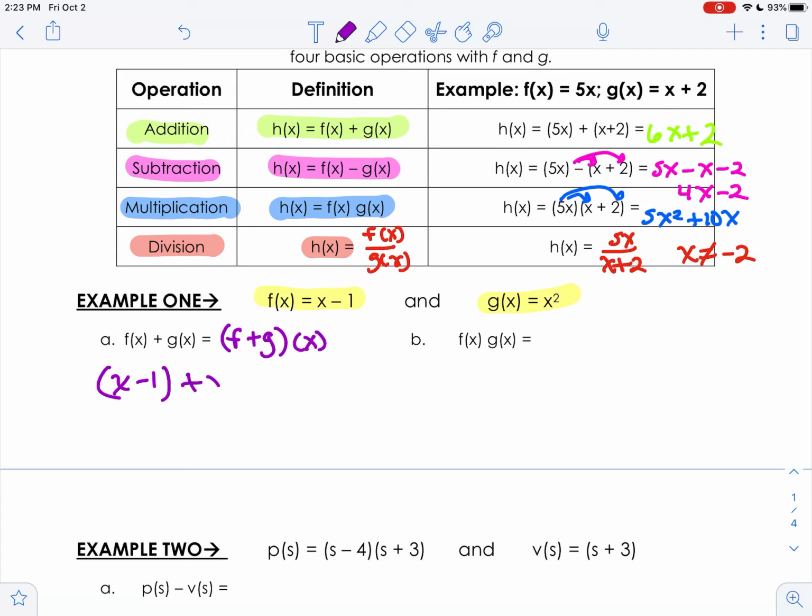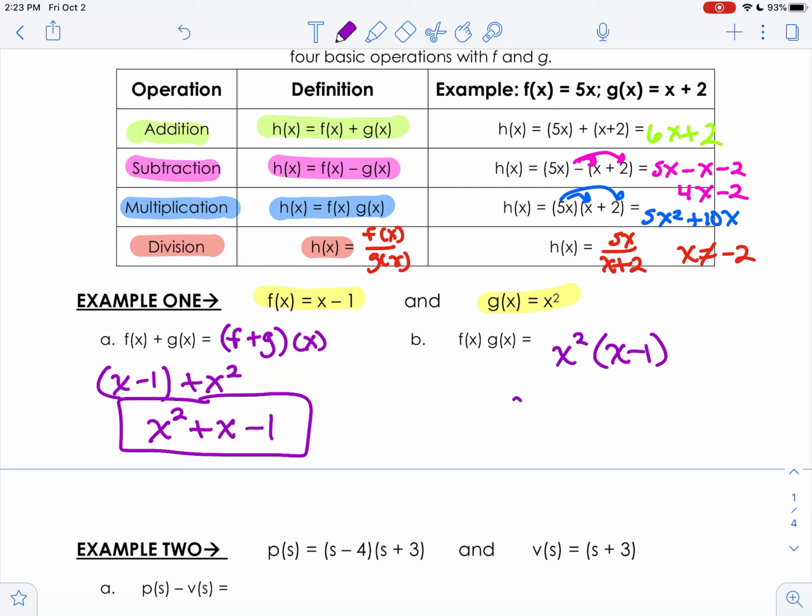All right, so we need to take x minus 1 and add it to x squared. And we really can't combine those, so we're just going to write x squared plus x minus 1. That's f of x plus g of x, or f plus g of x. Now multiplying, I'd probably stick the monomial in the front, and this we can actually do a little distributive. So we'll get x to the third minus x squared.